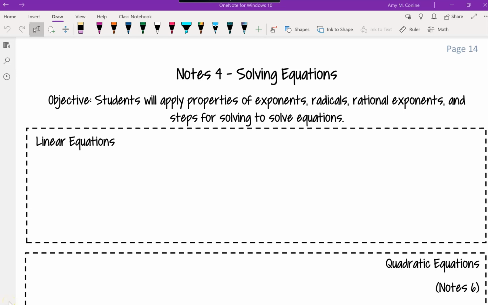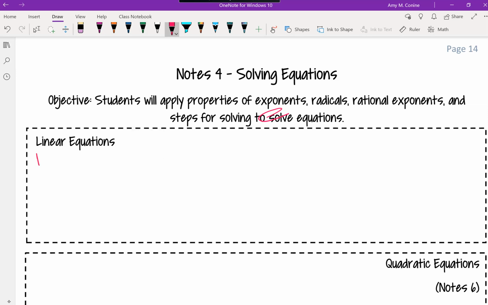Hey everyone, all right, so notes 4, we're going to apply properties of exponents, radicals, rational exponents, and steps for solving equations. So we're going to talk about linear, quadratic, radical, and fractional or rational equations. This lesson is going to focus mainly on linear.